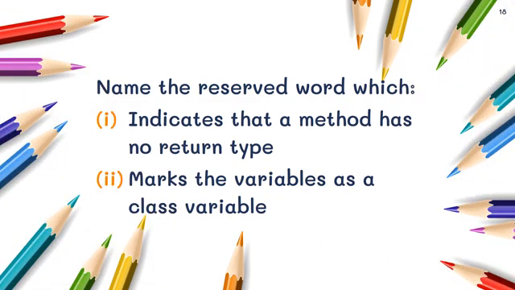Name the reserved word which indicates that a method has no return type. So reserved word, that is keyword. We have to predict the keyword that indicates that a method has no return type. So what is that keyword? Void. This void keyword indicates that the method, for example in the main method, we are using void, doesn't return any value. Second question: which keyword marks the variable as a class variable? Static.